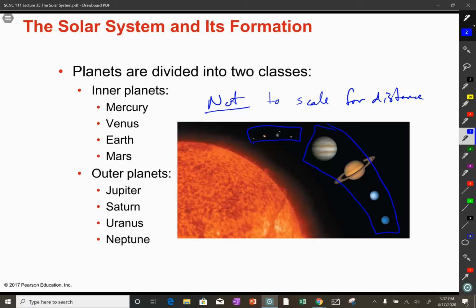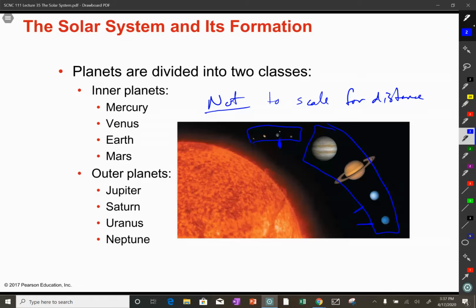And so if you look at this, this is the Earth. It's the biggest of the inner planets, but it's much smaller, about 1/4 of the size of the smallest of the outer planets. So the outer planets are big guys. The inner ones, small ones. And so we're going to talk about each one of these planets.